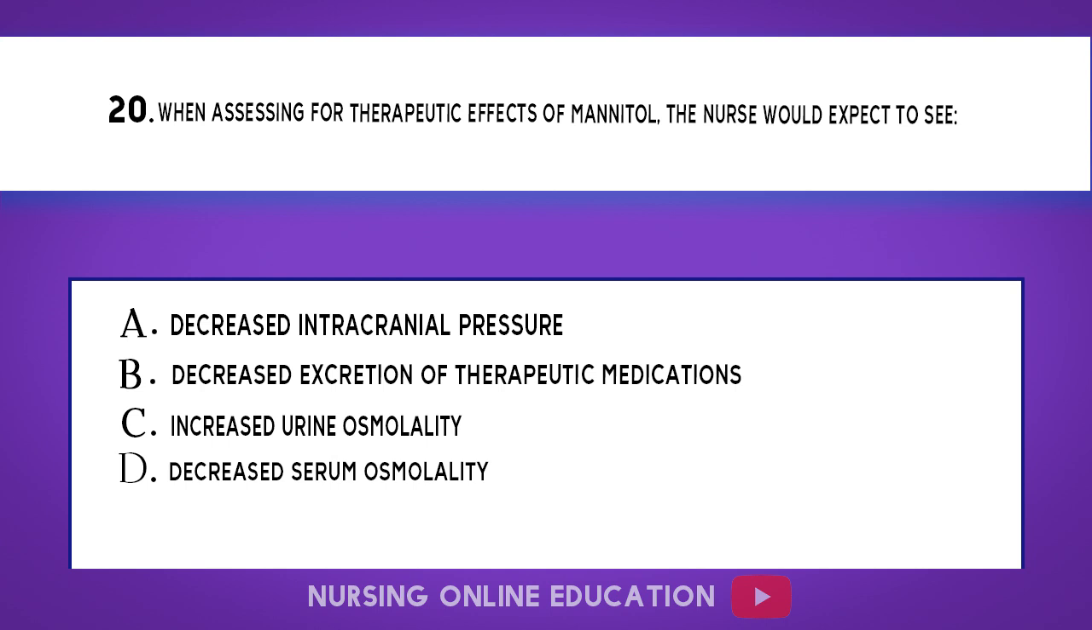20. When assessing for therapeutic effects of mannitol, the nurse would expect to see A. decreased intracranial pressure, B. Decreased excretion of therapeutic medications, C. Increased urine osmolality, D. Decreased serum osmolality. The answer is option A, decreased intracranial pressure.